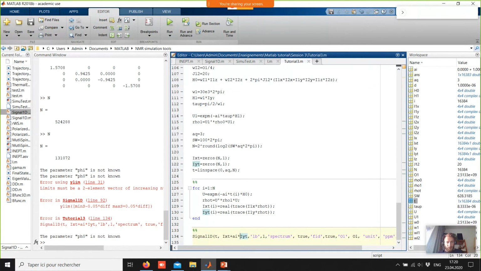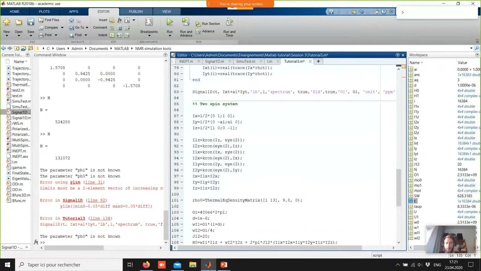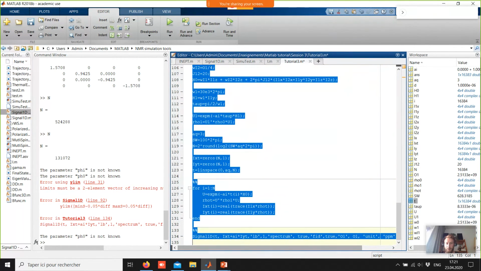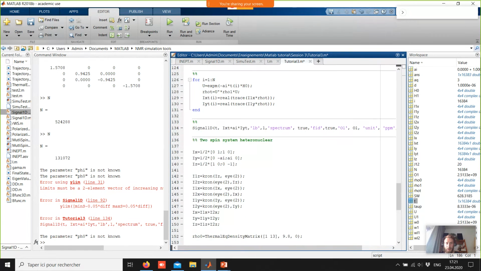And last thing I want to show today, moving from here, I'm just going to make it like this in the final version. Last thing I want to show today is for a homonuclear case. So I'm going to copy the whole code. This was heteronuclear. Copy this all. And we're going to move to homonuclear.